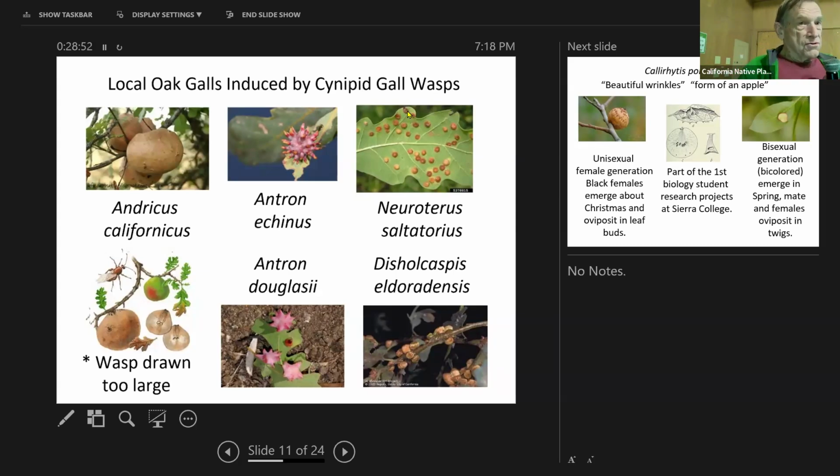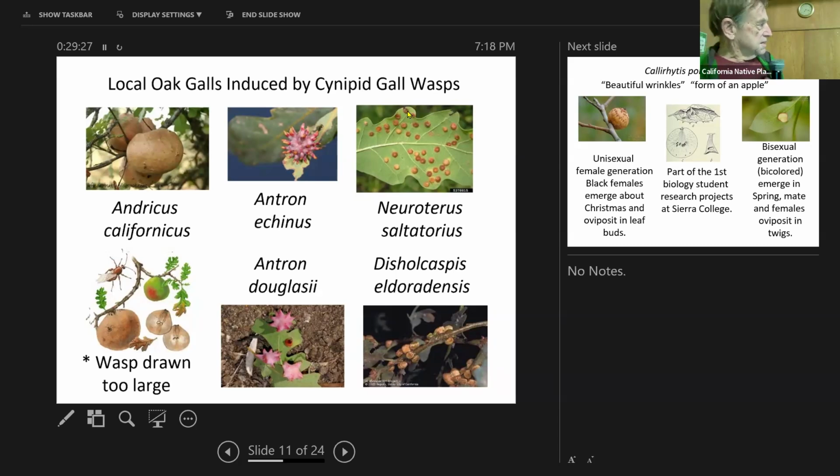Anthraquinus is probably the best known one in the whole state. You can't live in California very long and not notice those things. We sometimes call them oak apples. The illustration on the screen here for the insect is way too big. And there are a few insects emerging over here in some of the containers. They typically start emerging right around Halloween and will keep emerging through most of the month of November.